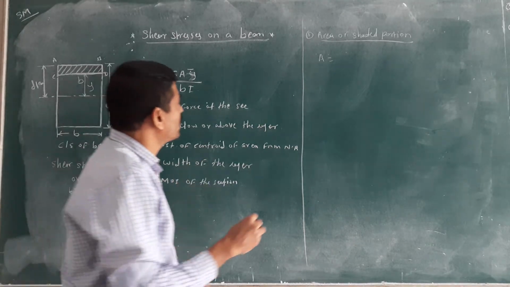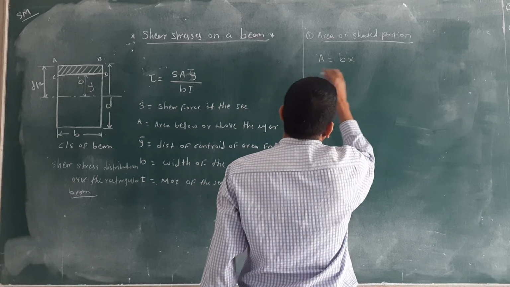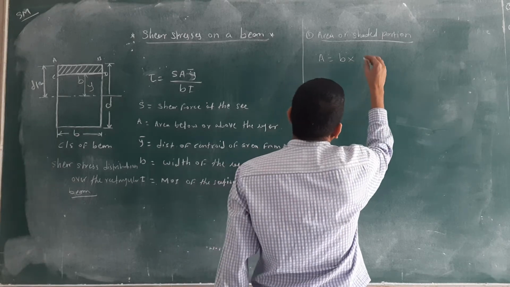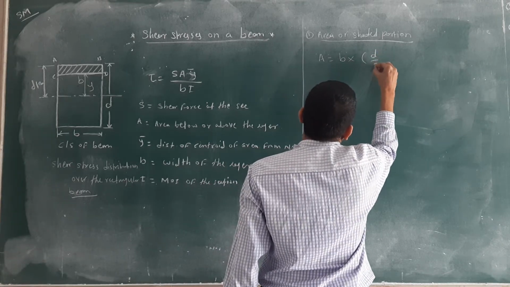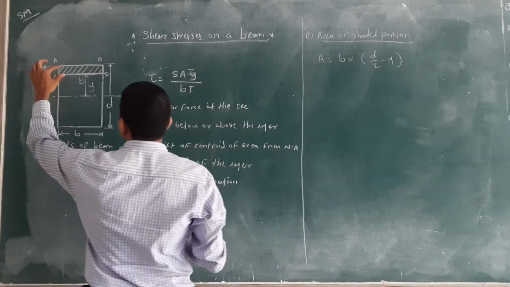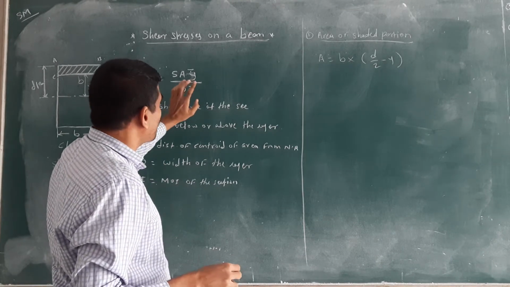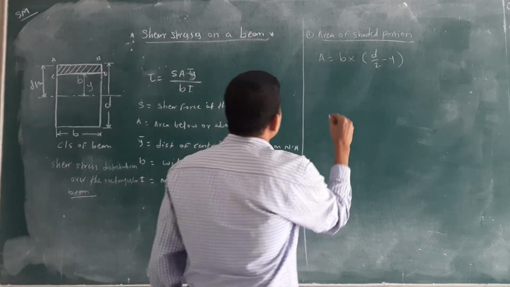Okay. Then what is the area? Area of the shaded portion. The width of the rectangular beam is B into D by 2 minus y. You will get the area of the shaded portion. Okay. Then second, check the y bar. We want to calculate the y bar.